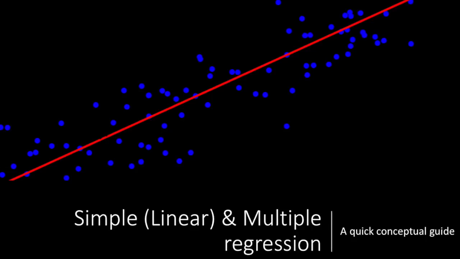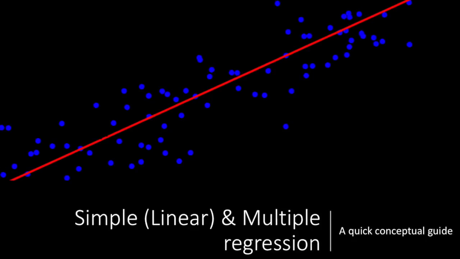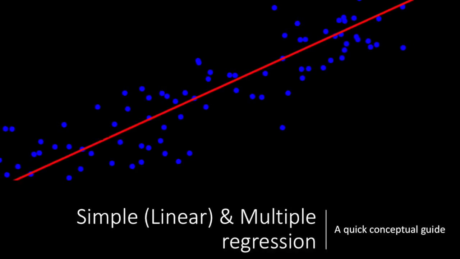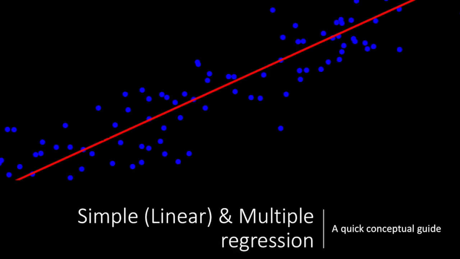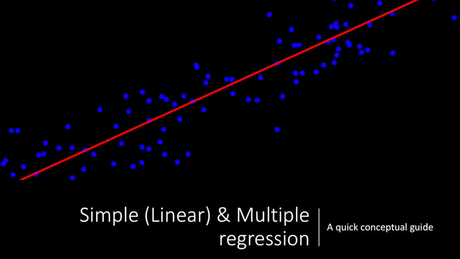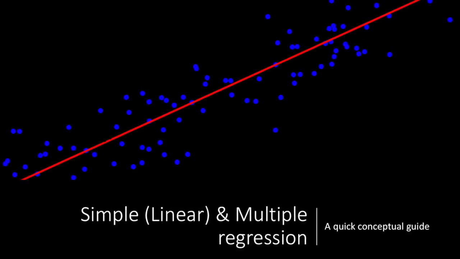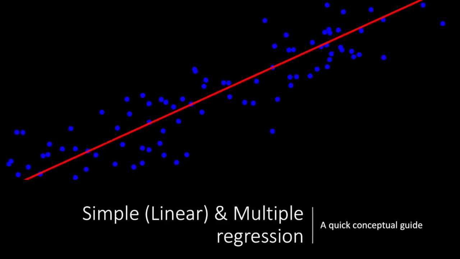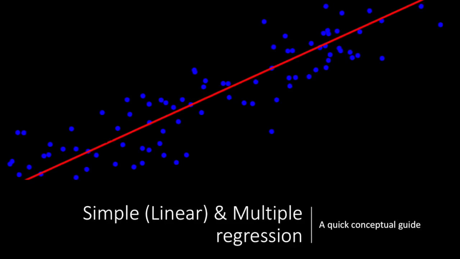This is a quick video on how to use simple linear regression and multiple regression. I'm only going to cover the conceptual part of it, as opposed to looking at the formula. So to begin with, simple linear regression is when you use correlation data to predict or infer that something is going to happen.